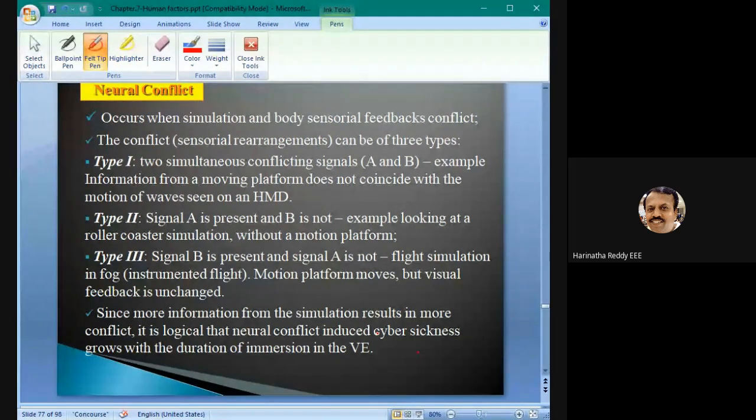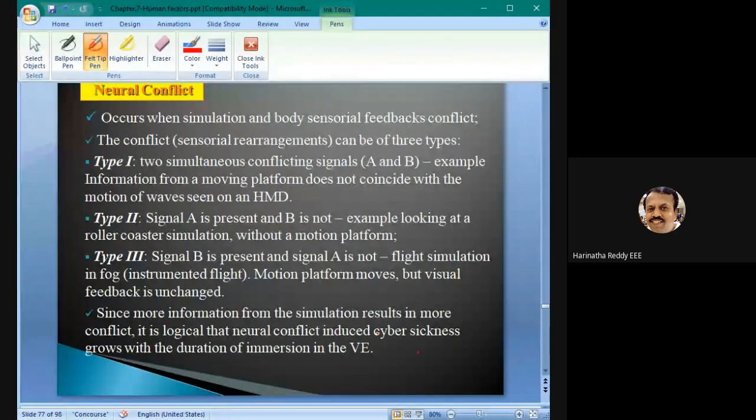In case of type 1 neural conflict, signal A and B are both simultaneously conflicting signals. Whereas in type 2, only one signal is present, that is, signal A is present and signal B is not present. Similarly, in type 3, signal B is present and signal A is not present. Examples: for type 2, roller coaster simulation; for type 3, flight simulation. These are the two examples for type 2 and type 3.